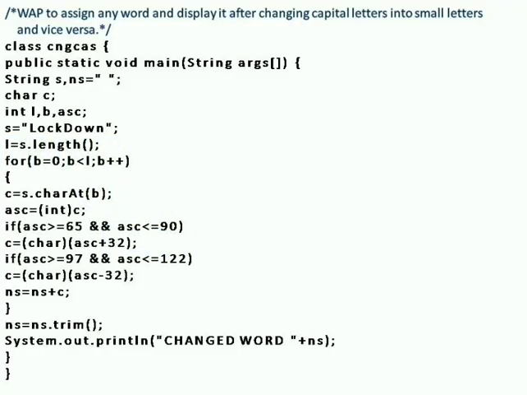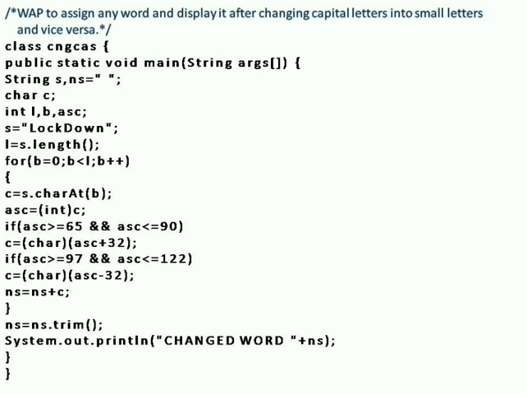In this program we are going to assign any word and display it after changing capital letters into small letters and vice versa. So first we'll write class, then we'll give one name. I have given here CNGCAS, that means change case. Then we give one opening brace, after that public static void main string args, one more opening brace.